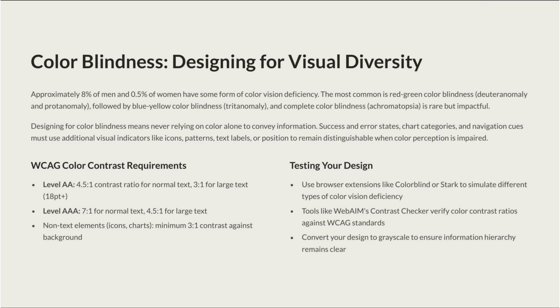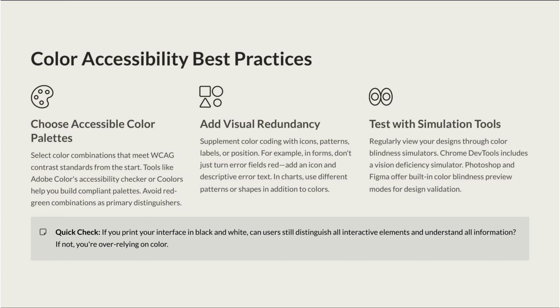Level AA requires 4.5:1 for text. Level AAA demands 7:1. Test designs with tools like Colorblind or Stark. Select color palettes that meet Web Content Accessibility Guidelines contrast standards using tools like Adobe Color's Accessibility Checker.